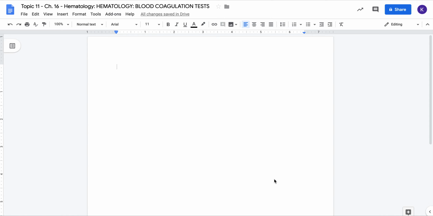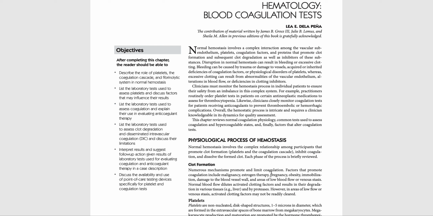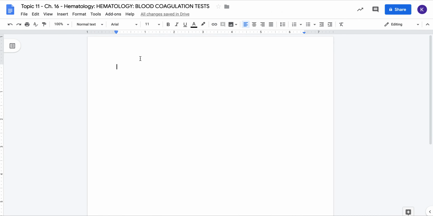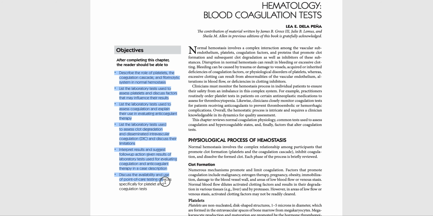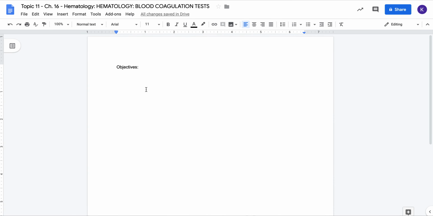So, today we are going back into our final chapter of the Study With Me videos. This is my very last quiz, and it's on hematology blood coagulation tests. This is going to be my last note section for it. So, here's my book. As usual, I'm going to jump into the objectives. Create some objectives here. Copy our bullet points.